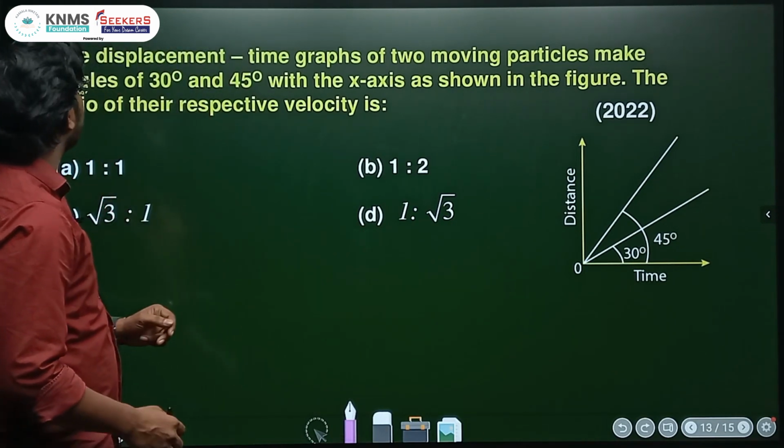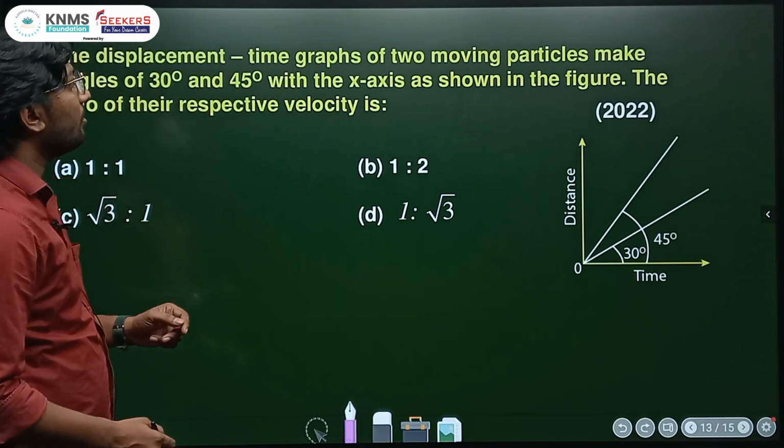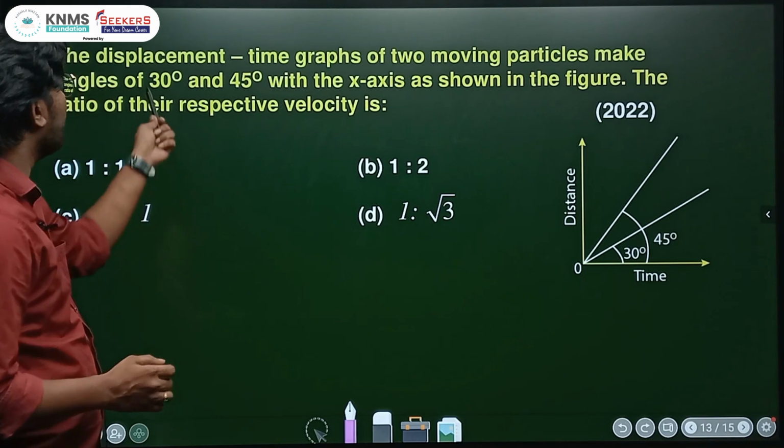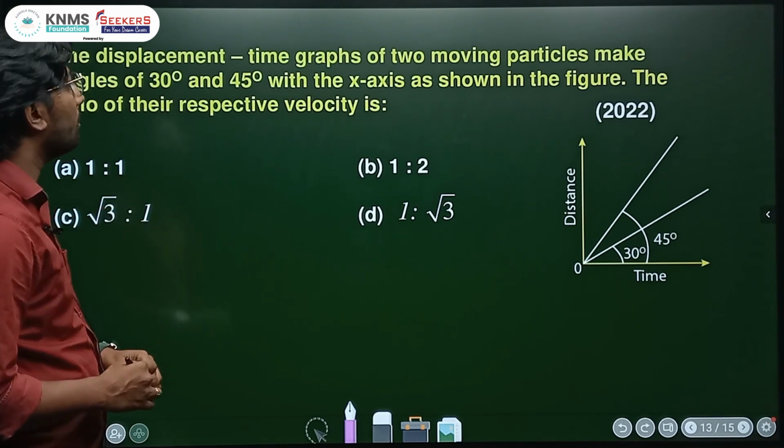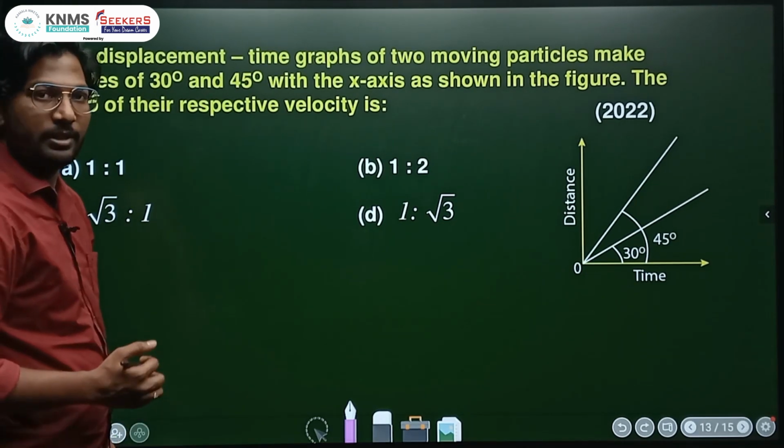Let's see the next question. A displacement time graph is given of two moving particles, which make angles of 30 and 45 degrees with the x-axis as shown in the figure. The ratio of their respective velocities is. It's a pretty straight question.